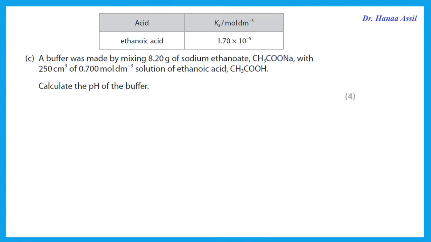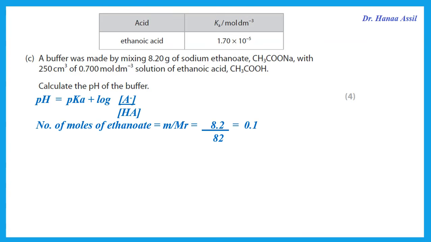A buffer was made by mixing 8.2 grams of sodium ethanoate with 250 cm³ of 0.7 mol per dm³ solution of ethanoic acid. Calculate the pH of the buffer. Again, we're going to say the pH of the buffer is what? The pH is pKa plus log of the ethanoate over the concentration of the acid.